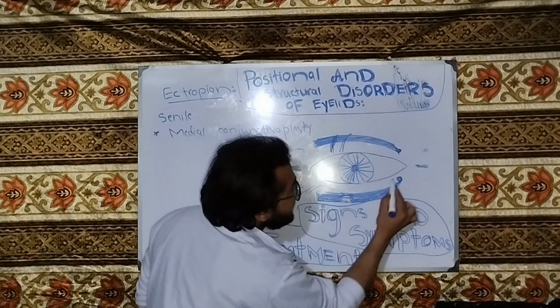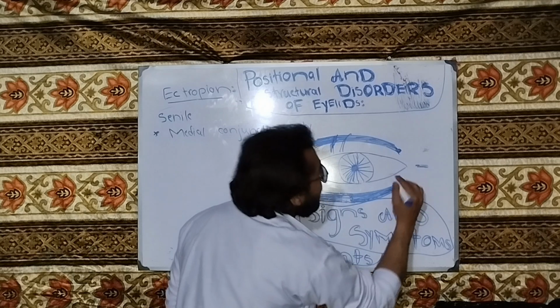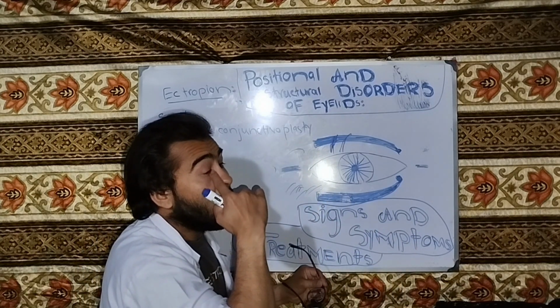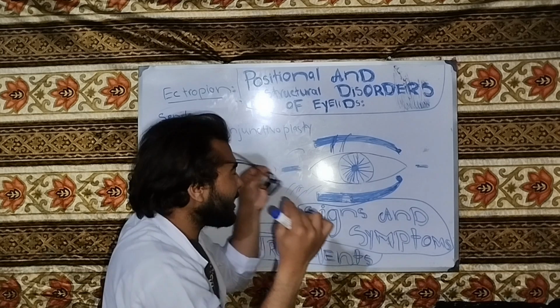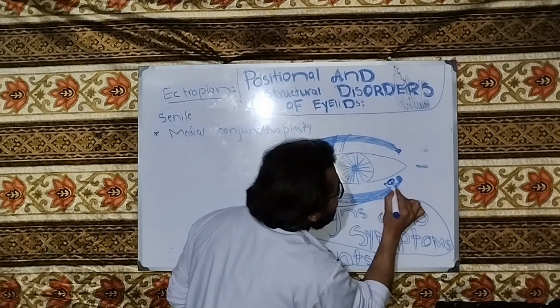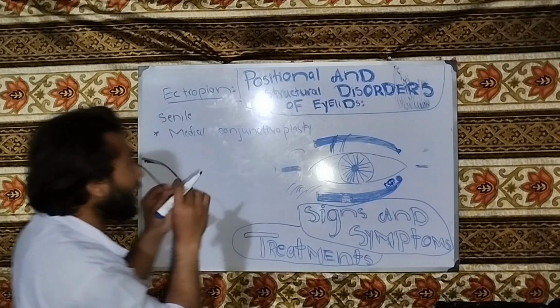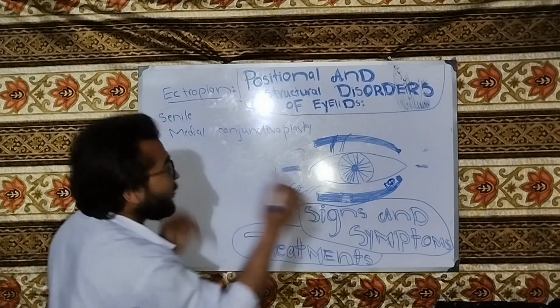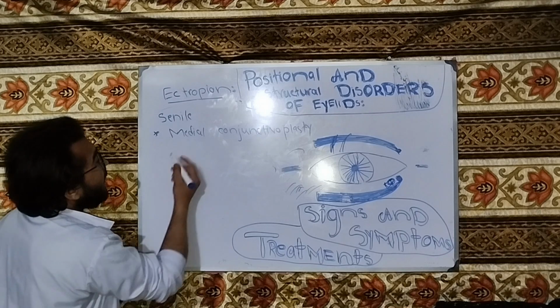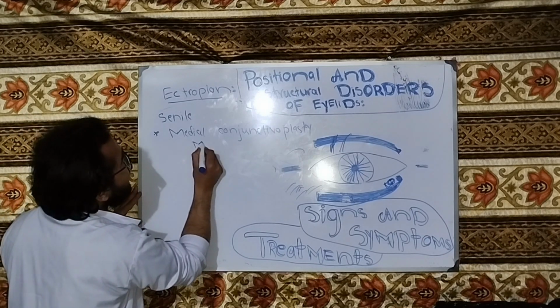For example, this is the punctal area. So below the punctal area, we will remove a diamond shaped piece of conjunctiva. A diamond shaped piece of conjunctiva will be removed in medial conjunctivoplasty, and this is indicated in mild cases.